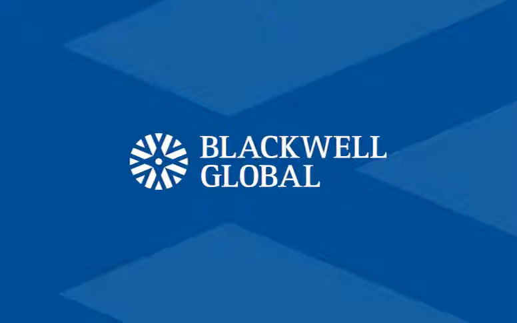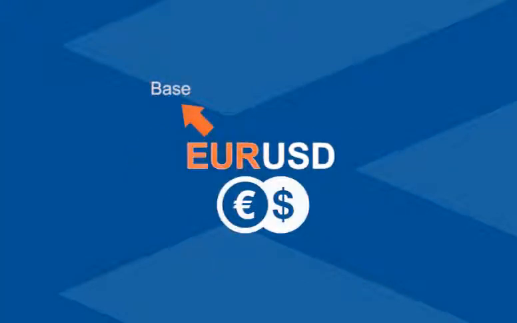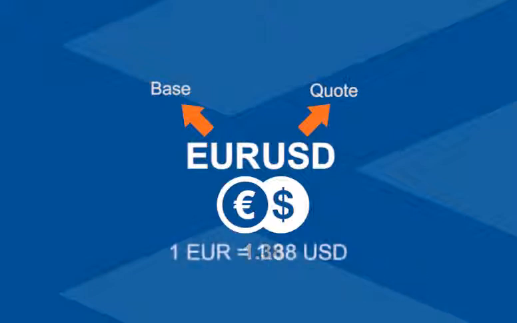In today's tutorial, let's look at the trade jargons that are commonly mentioned in the Forex market. Forex is quoted in the base currency and the quote currency. The base currency is always in the front, and the quote currency is always at the back. When the Euro USD is quoted at 1.38, it means that 1 euro is equal to 1.38 USD.